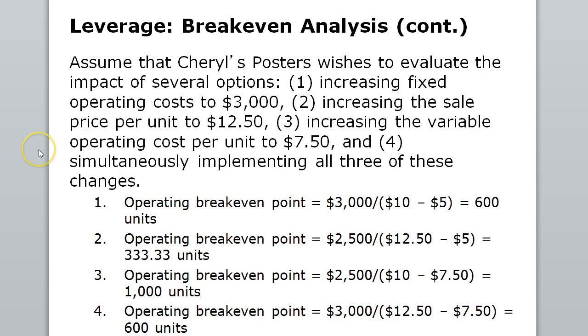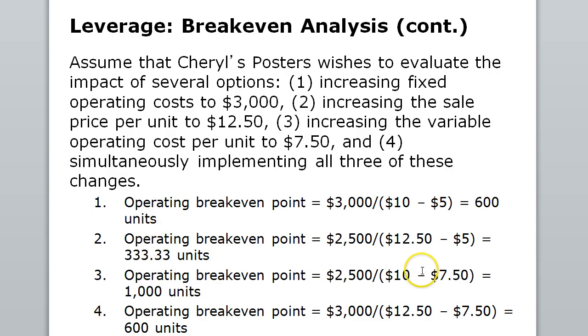Okay, so let's do a breakdown on the leverage analysis. Let's look at Cheryl's posters, to evaluate the impact of several options. One, increasing fixed operating cost to 3,000. Well, if they increase the fixed cost to 3,000, then they have to sell 600 units at a price of 10 and a variable cost of 5. What if they increase the sales price to 12.50? Well, if the fixed costs stay the same and they increase the sales price, then we have 333 units for the break-even point.